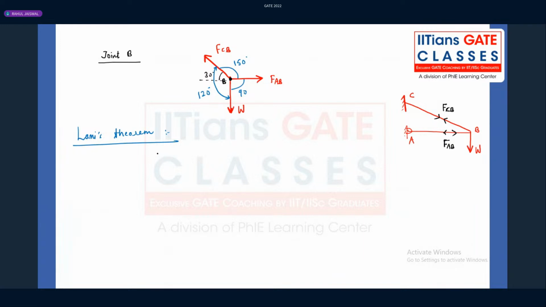What is Lami's theorem? Suppose we are considering W, then you need to take the ratio of W and the sine of the angle between the two other forces. If you are taking the load W, what is the angle between the two other forces, FCB and FAB? It will be 150 degrees.